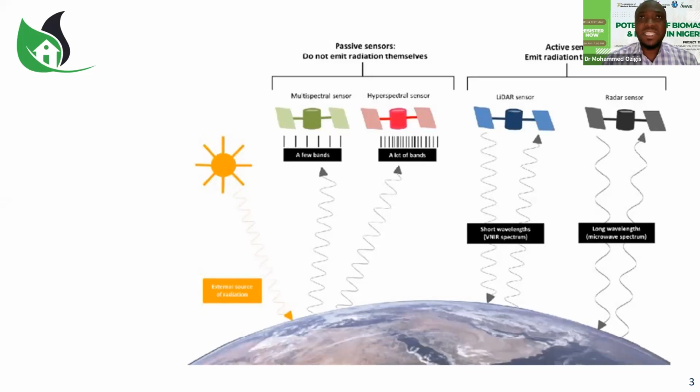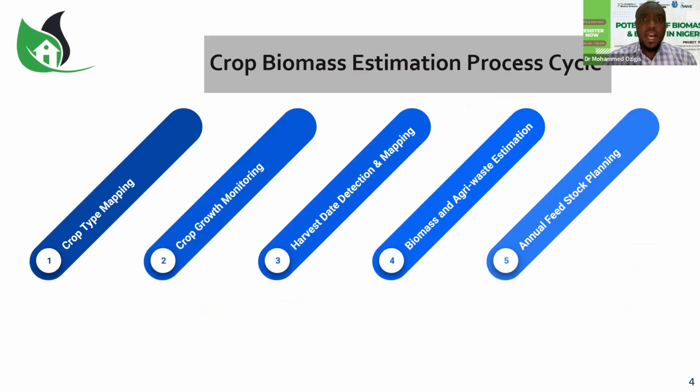Both of them are needed to carry out a good feasibility study to identify the best location that has a huge amount of biomass or cultivation in process that will support our machines. In order for us to carry out our process, we rely on what we call the crop biomass estimation process cycle. It's a combination of 4 specific activities.